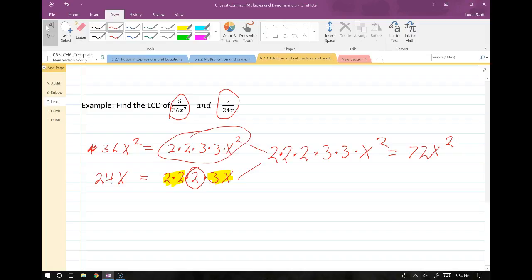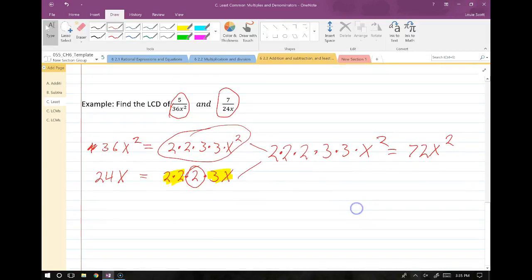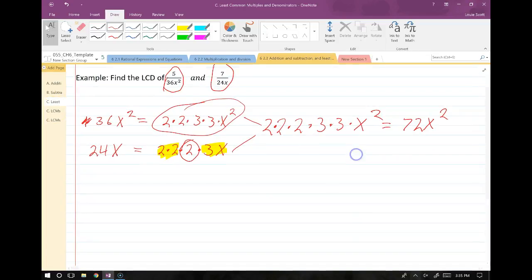Okay, so let's just go ahead and convert those real quick just to show you guys what it's all about. I thought the problem asked us to do that anyway. So if we wanted to convert 5 over 36x squared, that was just missing that one factor of 2. So I multiplied top and bottom by 2. That gives me 10 over 72x squared.